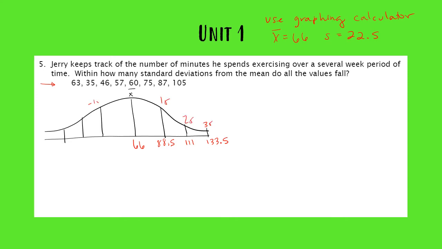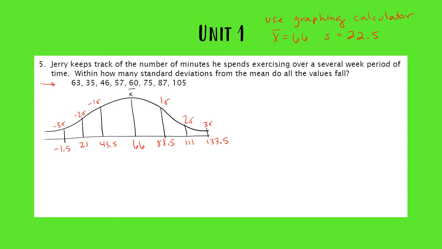And then below the mean, same thing. We're going to go 3 standard deviations out to the left. So 66 minus 22.5. I'm now at 43.5. Subtract it again, you get 21. Subtract it one more time, you get negative 1.5.